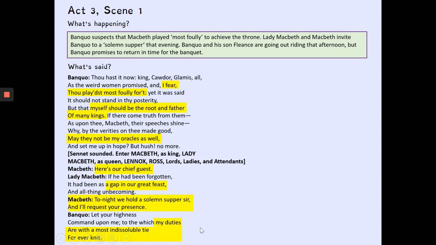Macbeth might be thinking, oh, he's showing his loyalty to me. But when he says indissoluble, that's something that cannot be dissolved, and he's tied to his sense of duty. He's actually talking about his sense of duty to Duncan, to Scotland, and to his son. So when he says forever knit, forever bound to, he doesn't mean he's forever bound to Macbeth. He means that he's forever bound to his rightful king, his country, and his son.